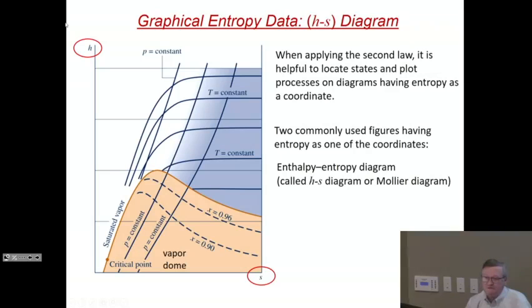Another one that's used in some areas of thermodynamics, particularly in refrigeration technology, is the HS diagram, which looks a little different, of course. So you want to look at your vapor dome that looks like this. This is your saturated vapor. This is your saturated liquid.